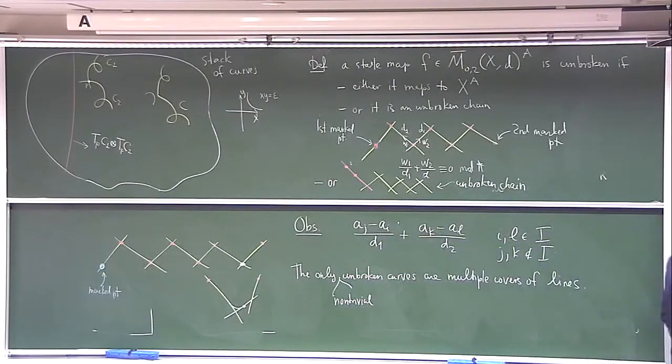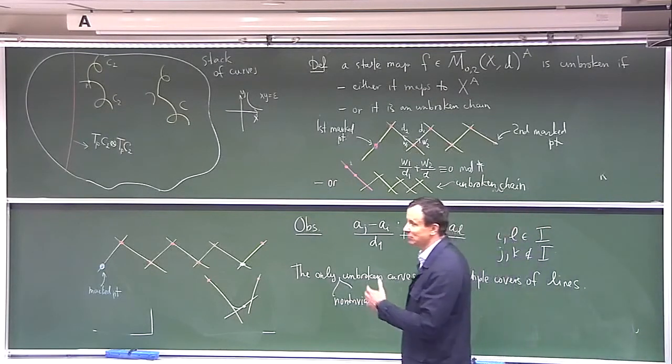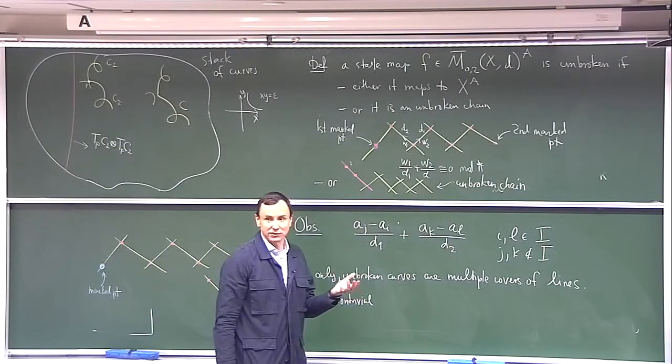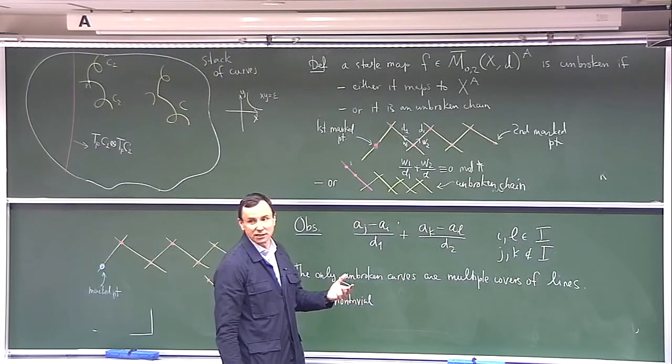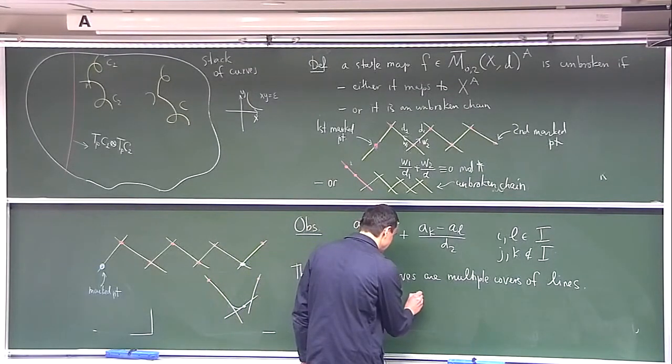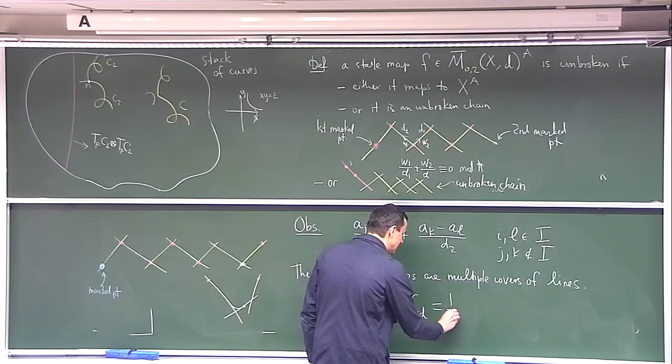The essential part in this computation is that a multiple cover has an automorphism. If I have a map that sends z to z to this power, then z can be multiplied by any d-th root of unity, and this will be an automorphism of this map. So a multiple cover of degree d has an automorphism of order d. Since the virtual cycle is defined with rational coefficients, the automorphism factor comes out, and you get 1 over d. So the conclusion is that this CD is really 1 over d times C1.